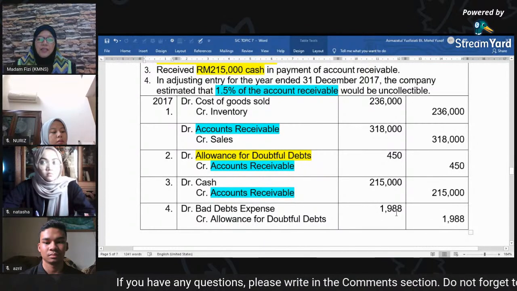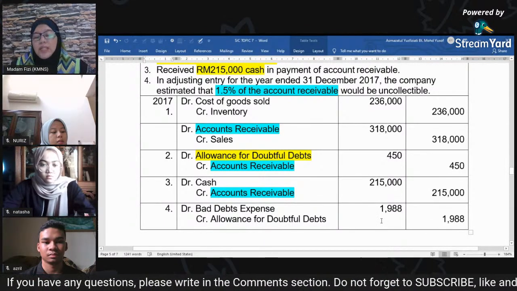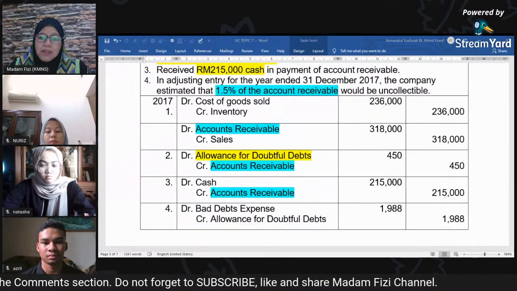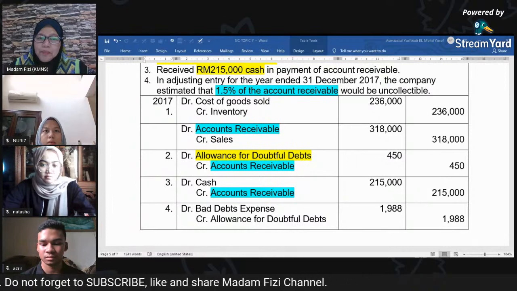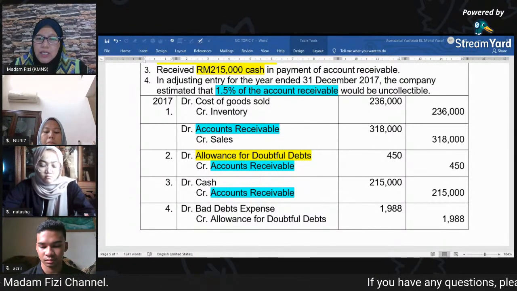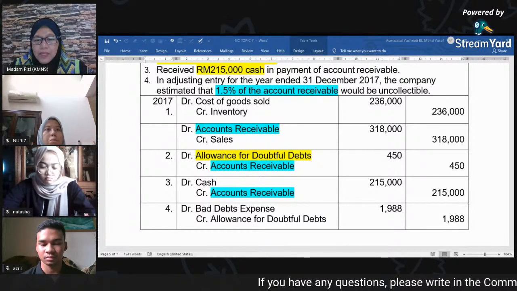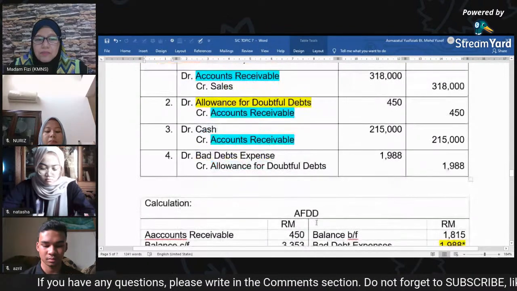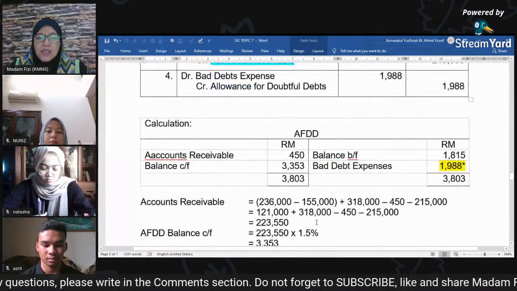1,988. Okay, macam mana dapat figure 1,988? Semua orang dapat tak figure ni? 1,988. Buat homework tak? Dapat tak figure ni? Okay, so the calculation is like this.